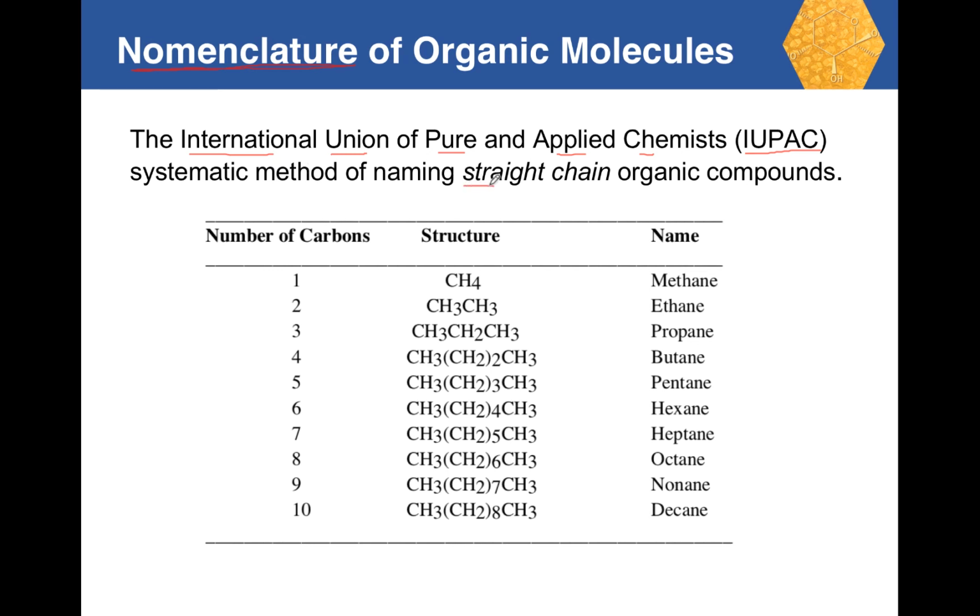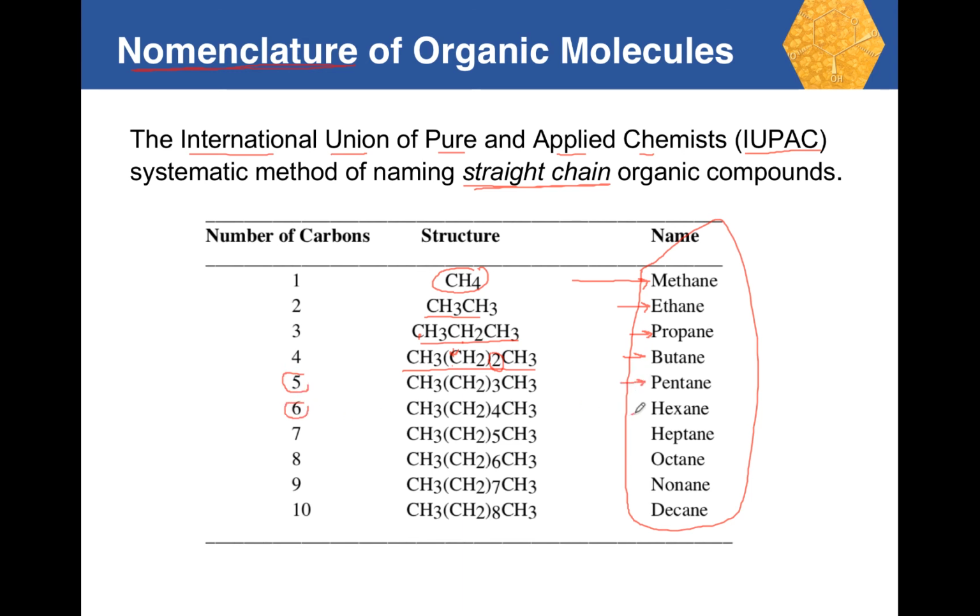First, if it's a straight chain, here are the names given. So if it has 1 carbon, the name is methane. So CH4 is methane. So now you can see why we just said methane, and we all understood it's CH4. If it had 2 carbons, it's ethane. 3 carbons, 1, 2, and 3, that's propane. And 4 carbons, 1, 2, 3, 4. Notice this 2 here means that this is CH2 times 2. That's butane. 5 carbons, pentane.